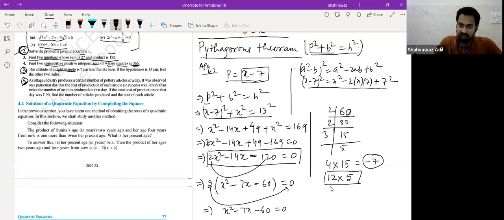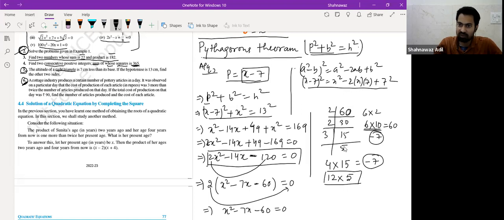Just any guess that is coming into your mind, you can tell. Yes, I think this, sir. 6 into 2. 6 into 2 would be 12, right? We are taking 60. So 6 into 10 would be 60, right? But you see, we can't get minus 7 from 6 into 10, right?